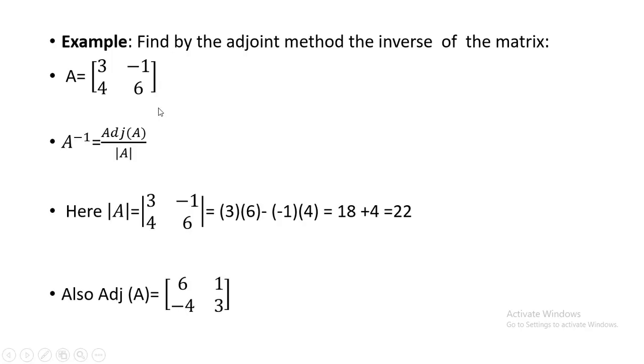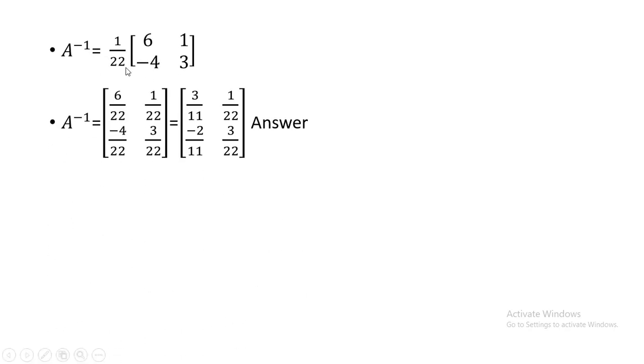As you can see, the formula we have was the adjoint of A, that means this matrix, divided by the determinant of A. That means you're going to divide each and every element of this matrix by its determinant. So what we did here was 6 divided by 22. Now I've just simplified it. 6 by 22 is 3 by 11. 1 by 22 is 1 by 22, -4 by 22 is -2 by 11. 3 by 22 is 3 by 22 as it is. Okay, so this was my final answer.